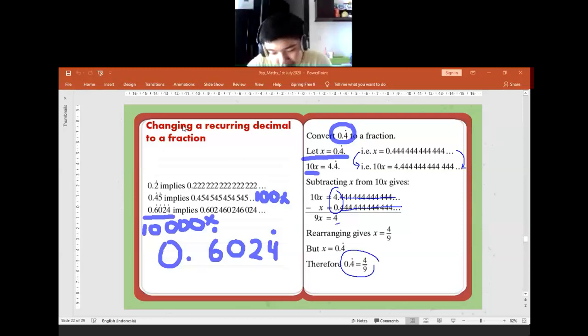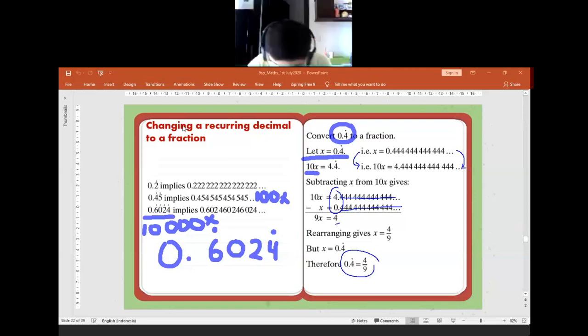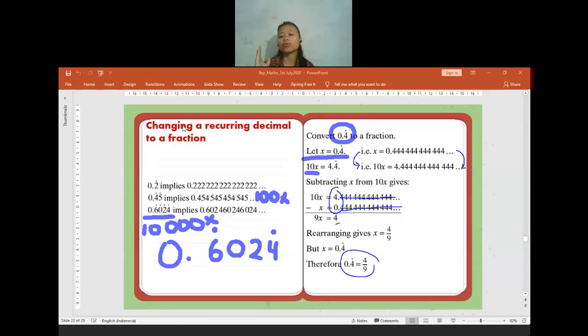So is it basically times 10 and then minus it by the one? Yes, times 10 and then put 9 under the answer. But it's not always times 10. It depends on how many digits are repeating. Sometimes it can be multiplied by 10, by 100, by 1000, by 10,000. It depends on how many digits are repeating. That's it. Is there anyone who still has difficulties or is getting confused?